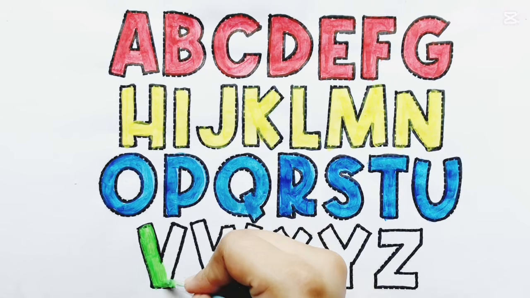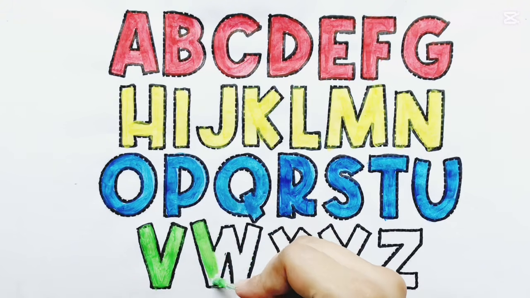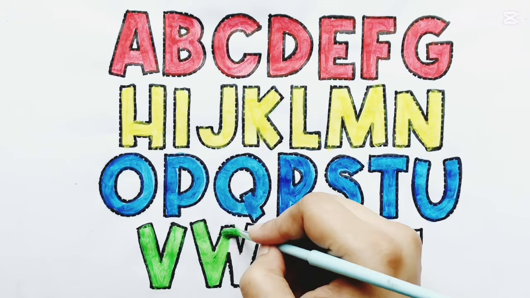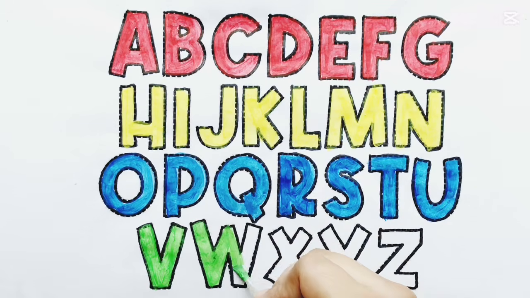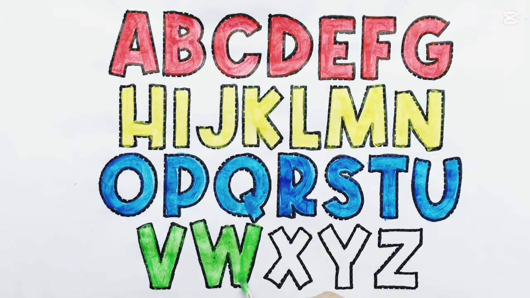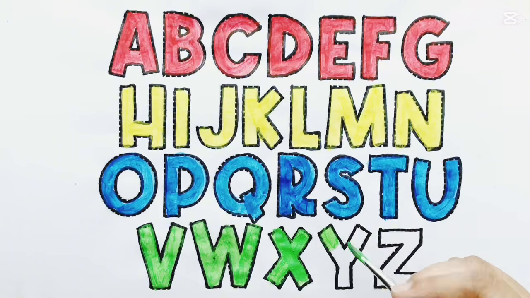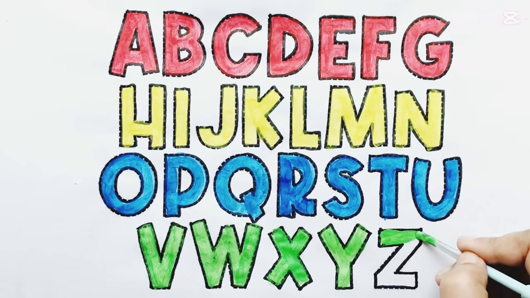Light green color. V for vase. W for watermelon. X for xylophone. Y for yogurt. And Z for zebra.